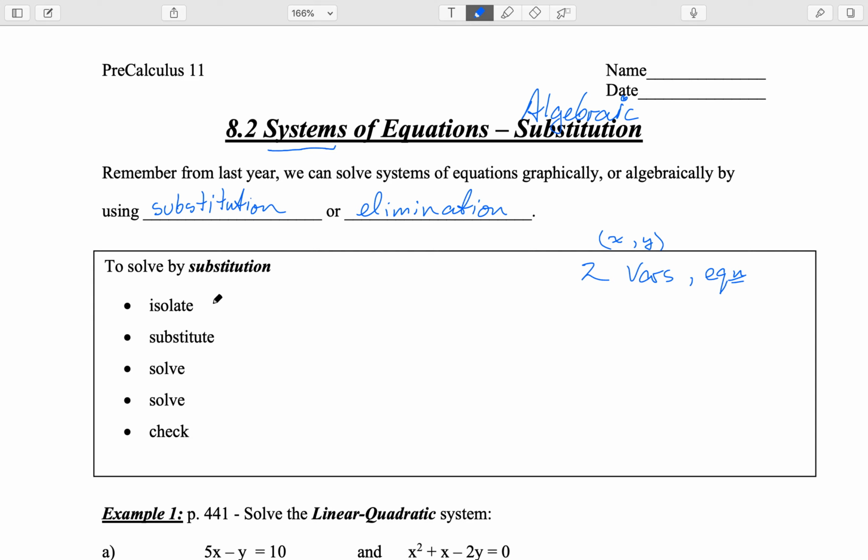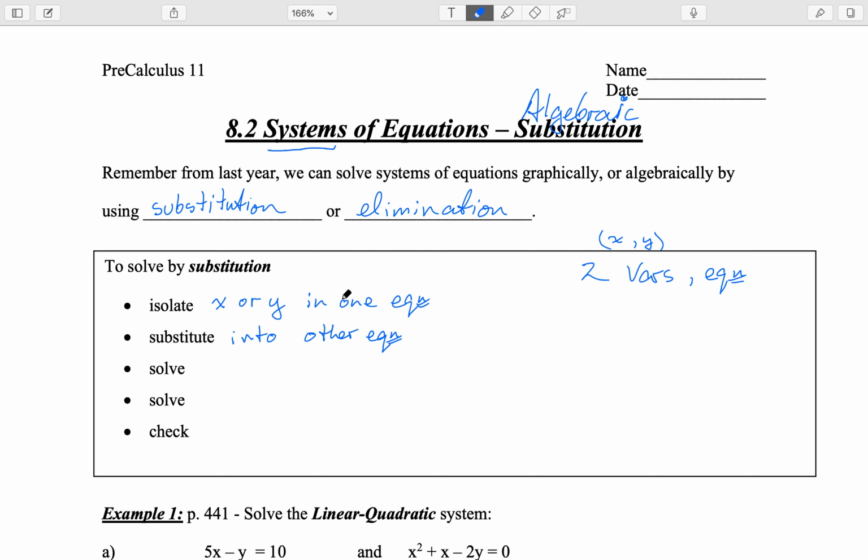First off, isolate either x or y, your choice, in one of the equations. Well, you know what? Go for the easiest one if you can, in one equation. Then what you're going to do is substitute it into the other equation. Once again, look for the easier one to substitute in. Now, important, you have to substitute it into the other one. If you substitute it back into itself, everything disappears.